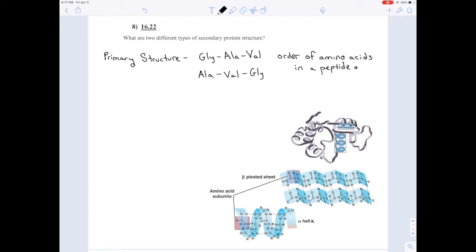In a peptide or protein. Remember, a peptide is up to around 50 amino acids, and a protein is usually bigger, more than 50 amino acids. So that's the primary structure.